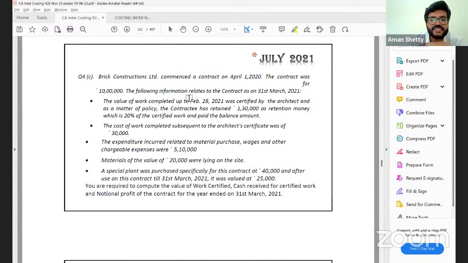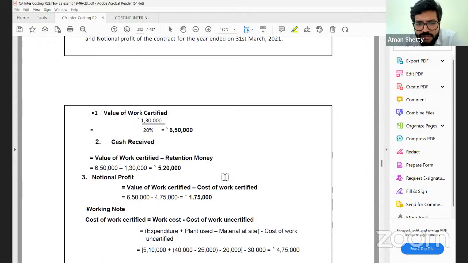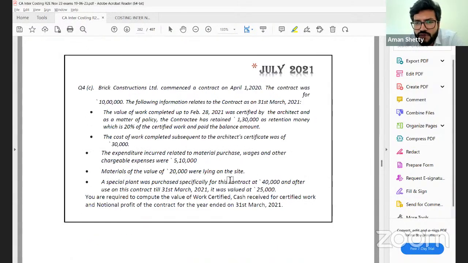All right. Next, Brick Construction Limited commenced a contract on 1st April 2020. The contract was for 10 lakh. The following information relates to the contract as on 31st March 21. Value of work completed is given, work uncertified is given. Next, expenditure, material, special plant. Okay, again very simple. Mostly a 5-mark problem.